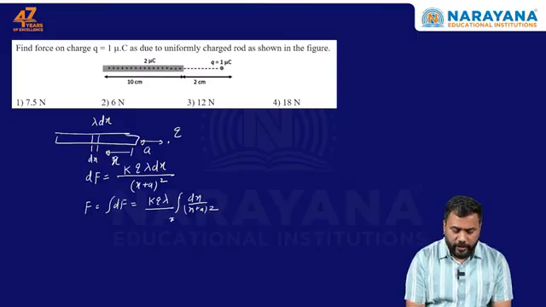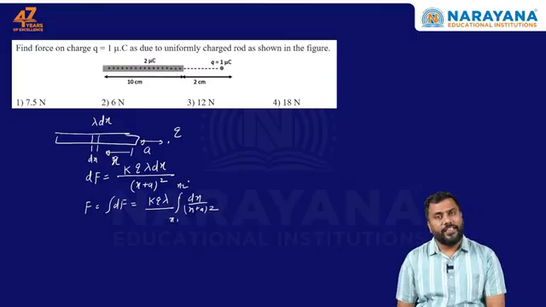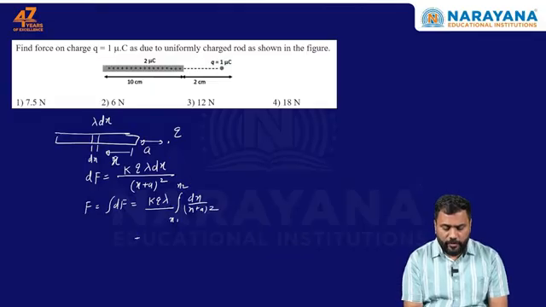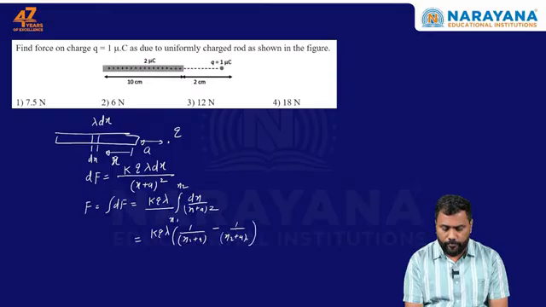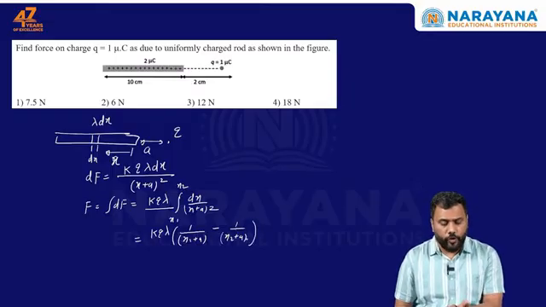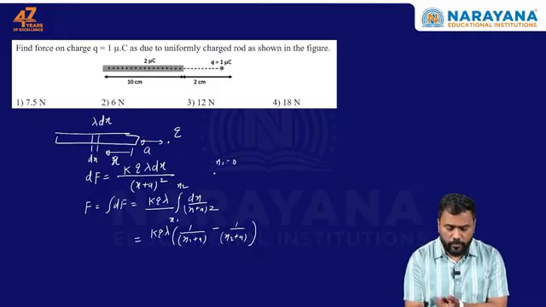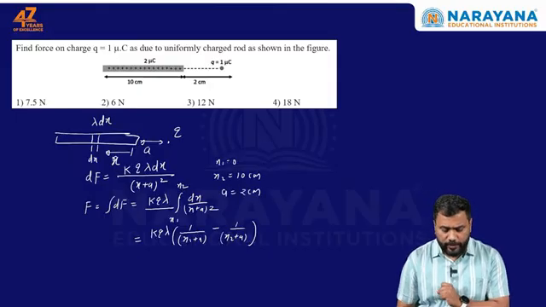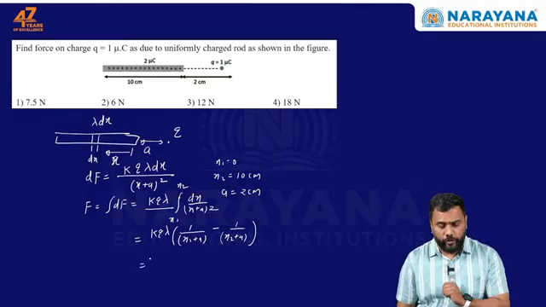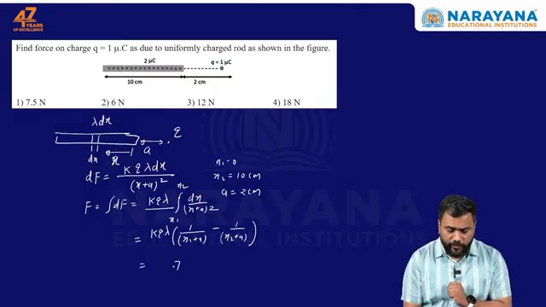The value of x is changing from the initial value x1 to the final value x2. If we put the values in and integrate, the expression is going to be k q lambda times (1 upon x1 plus a minus 1 upon x2 plus a). x1, the smallest value of x, is going to be 0, and the bigger value of x2 is going to be 10 centimeter, and a is going to be 2 centimeter. If I substitute all these values in this expression and put the value of k, which is 9 into 10 power 9, I am getting an answer of 7.5 Newton.